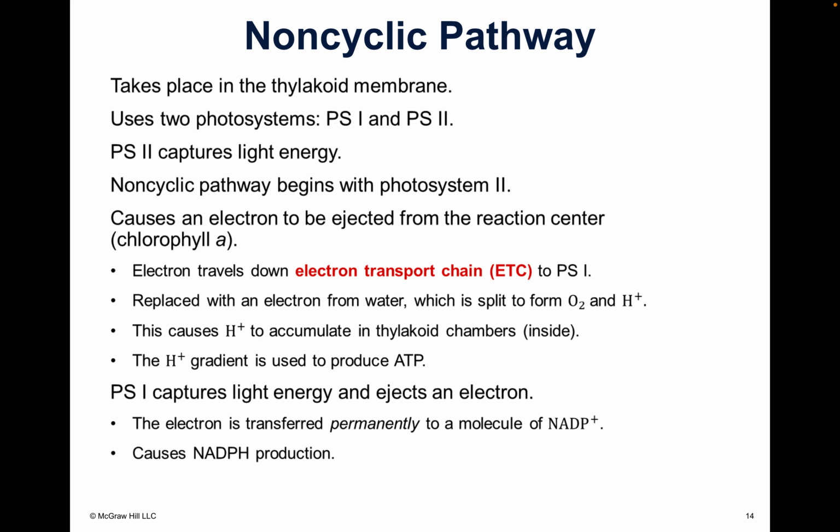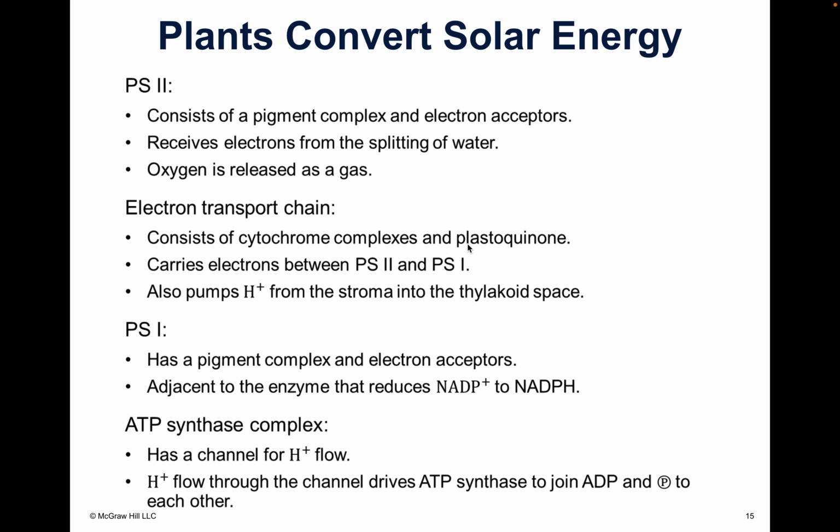So let's see, there's not a star beside this. So we are not gonna go over it. But it just talks about non-cyclic takes place in the thylakoid, photosystem 1 and 2. Photosystem 2 captures light, ejects an electron, and so on. But I don't think this is on your test, so we're going to skip over that for now. And when I find y'all a video of this, this will be in it. All right.